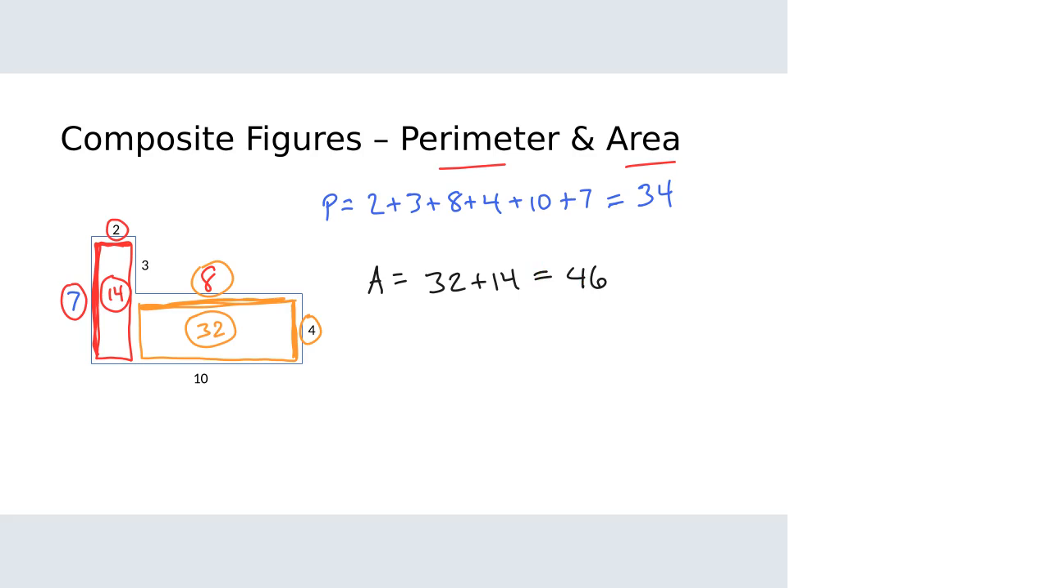It better be. So there's not a right or a wrong way to cut the figure up. Just make sure you're careful when you decide what side lengths you're using. We didn't want to use the 10 this time. We didn't want to use the 3 this time because those weren't the side lengths of the rectangles that we made.